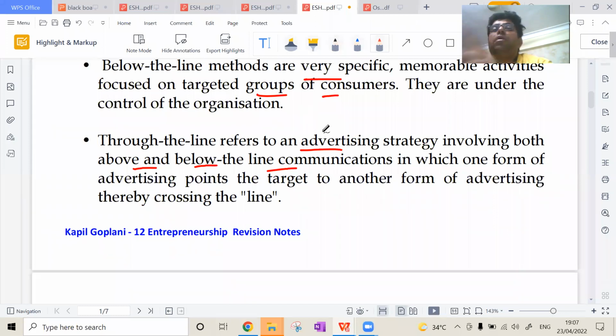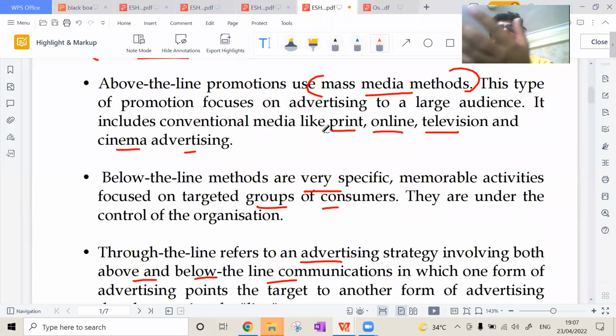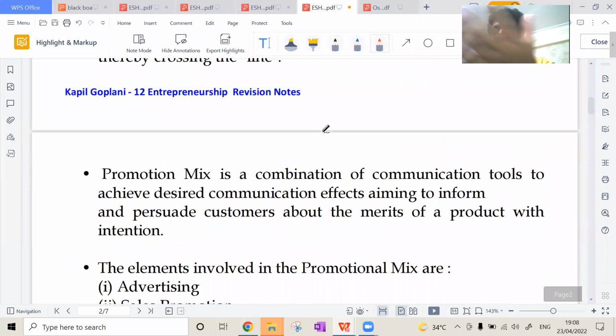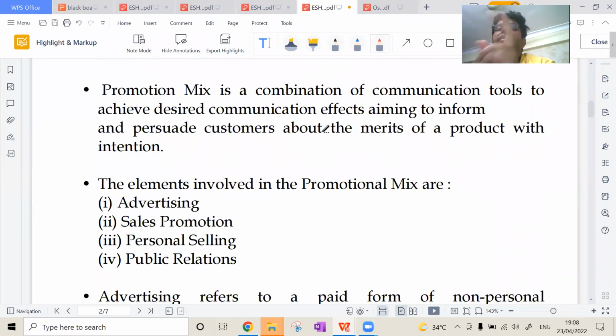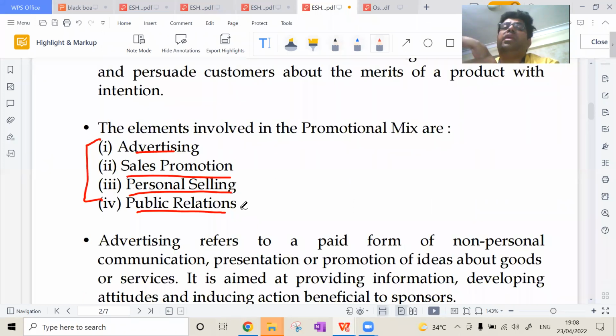Okay, now how a question can come: they can ask you to identify any above the line, below the line or through the line. I have given a question of that. Then the promotion mix. As earlier we saw the product mix, place mix, price mix, the promotion mix also has four elements. First is advertisement, second is sales promotion, third is personal selling, and fourth is public relations. They are the four elements.